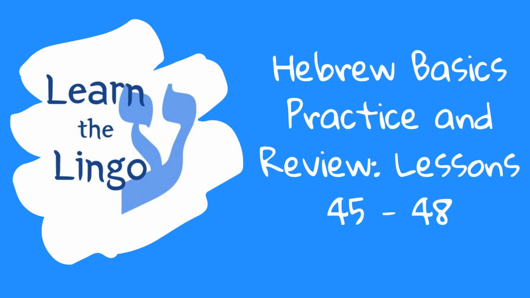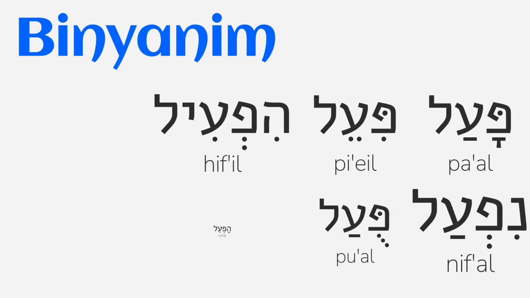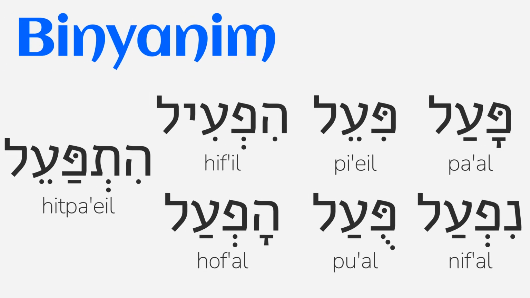Welcome back to Hebrew Basics, a series where we learn the essentials of Hebrew grammar. Today, we are going to do a practice and review of everything we've learned from lessons 45 to 48 in this series. In lesson 45, we learned about the 7 binyanim of the Hebrew verb system. You can use these binyanim, or constructions, to make different verbs from the same root. Depending on the binyan you put the root in, the resulting verb will have a different meaning.